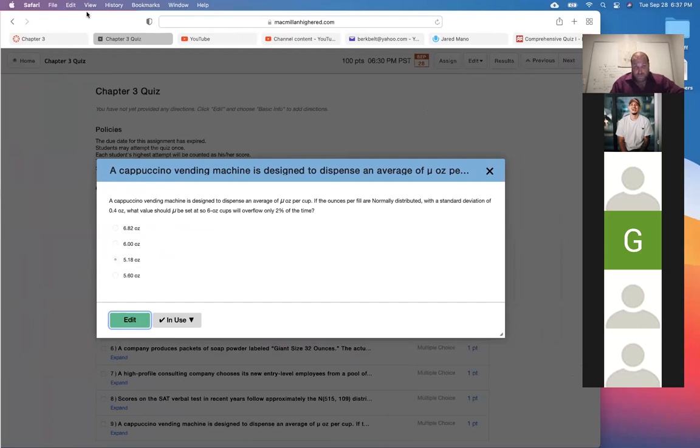Like a parabola? Not a parabola, because a parabola goes down forever, and this one has to be above the x-axis. It's a bell curve, right? Correct?